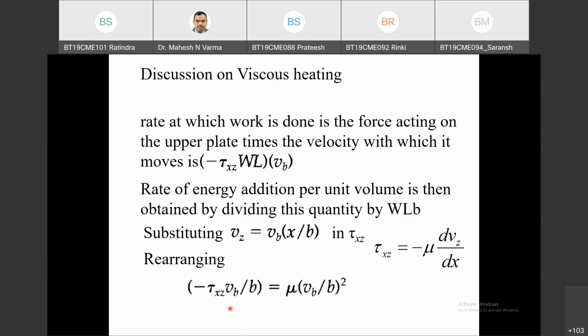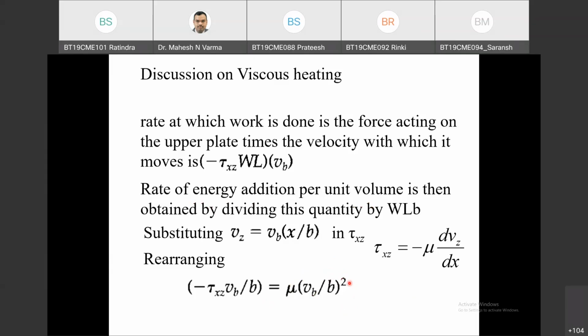Rearranging the equation, what you will get is mu Vb squared by B square. So what is this? This will be the rate of energy added per unit volume because of molecular transport, viscous heating. Because of this viscous heating, this will be the energy added, and this is called viscous heating.